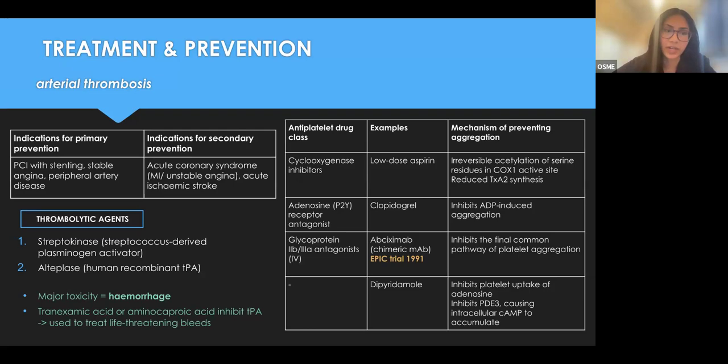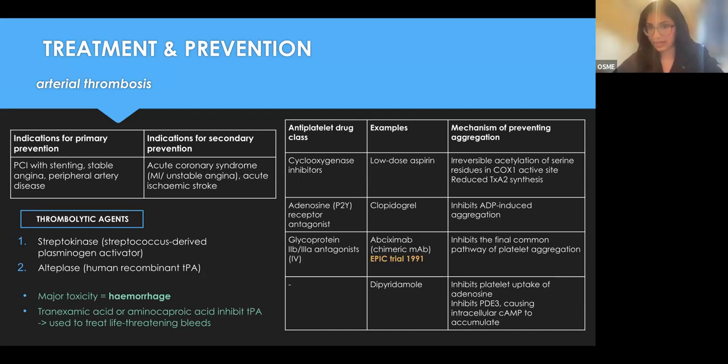So the indications for primary prevention include surgery or PCI, which is percutaneous coronary intervention, where you stent the coronary arteries. Also conditions like angina and peripheral artery disease, where these patients are thought to have a higher risk of thrombosis.